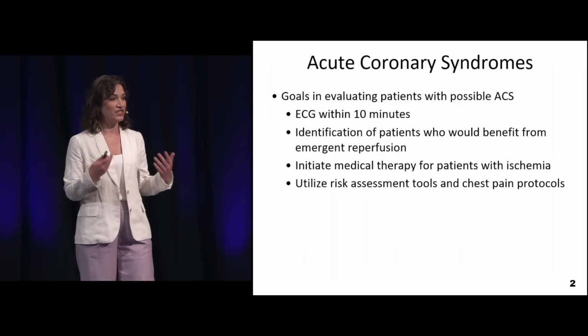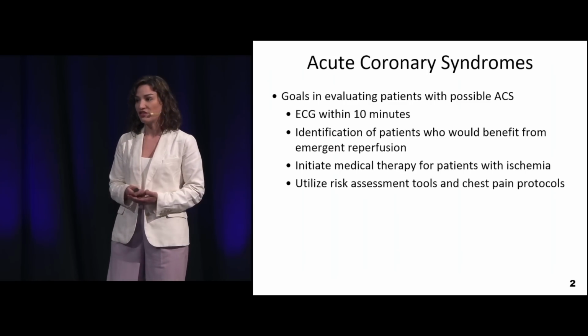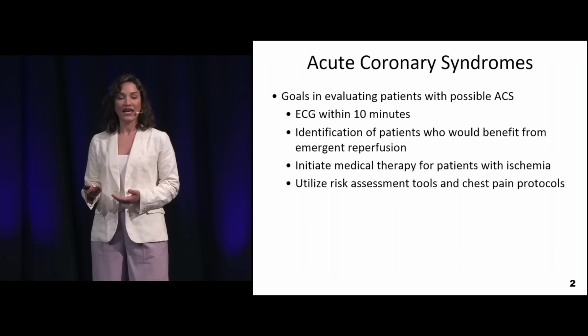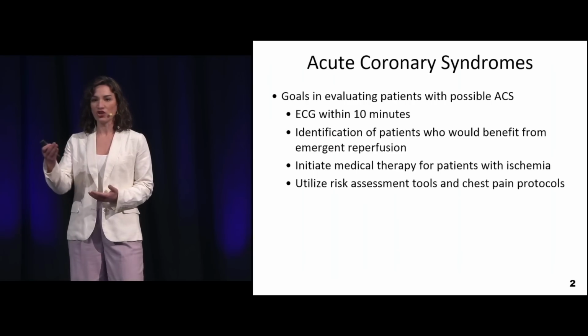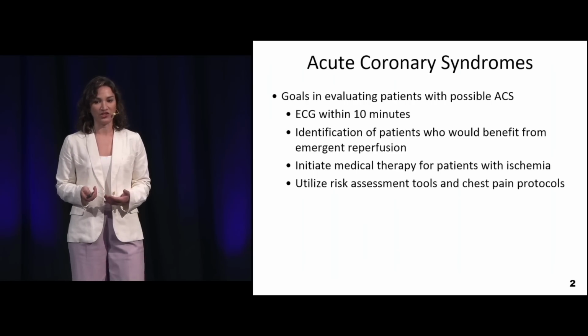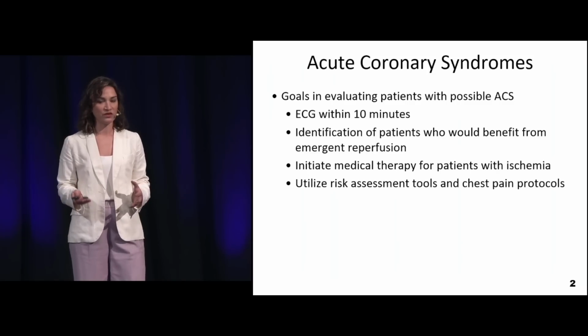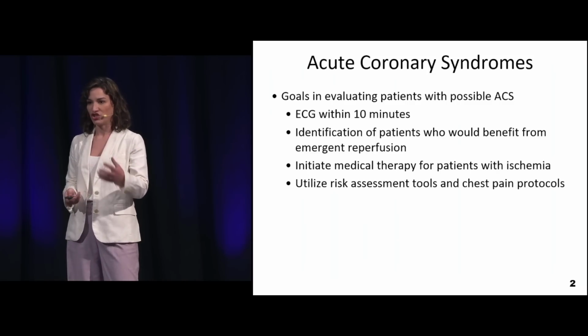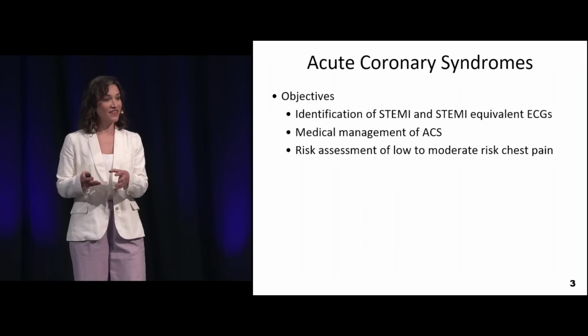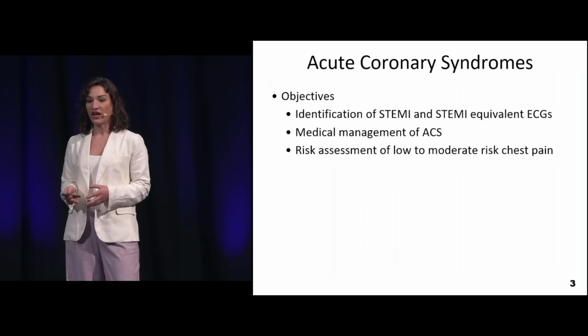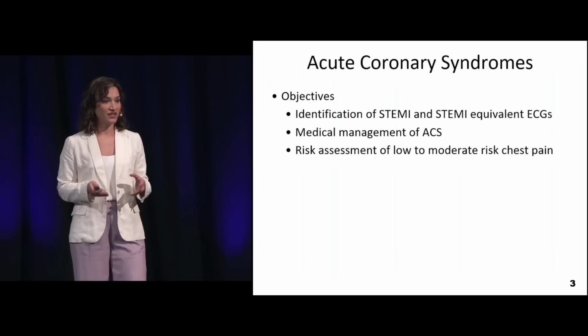Of course, we want to initiate medical therapy for these patients who are demonstrating ischemia, and we want to use our risk assessment tools, things like the HEART score, to try and identify and risk stratify our patients. Those are our overarching goals when it comes to people coming in with chest pain or something we're concerned might be ACS. In this talk, we're going to identify STEMI and STEMI equivalent ECGs.